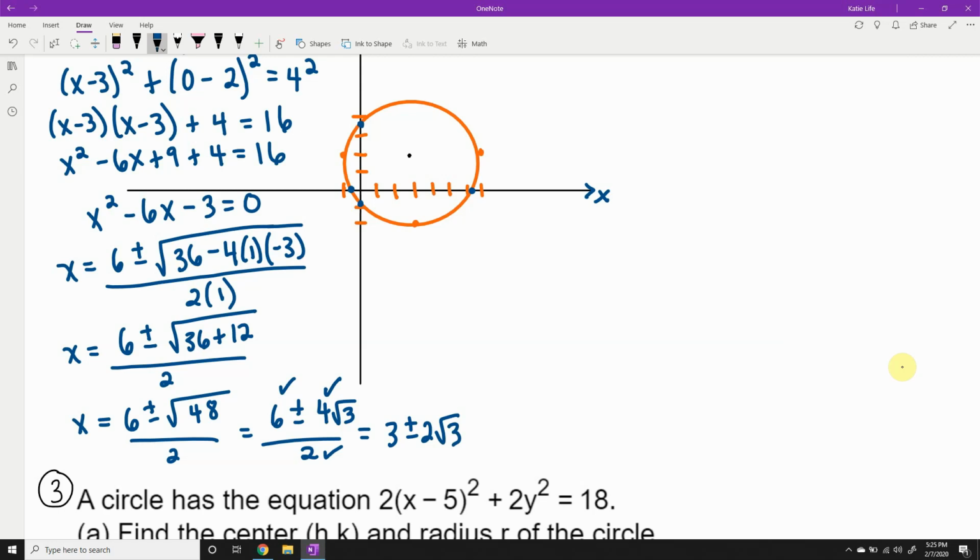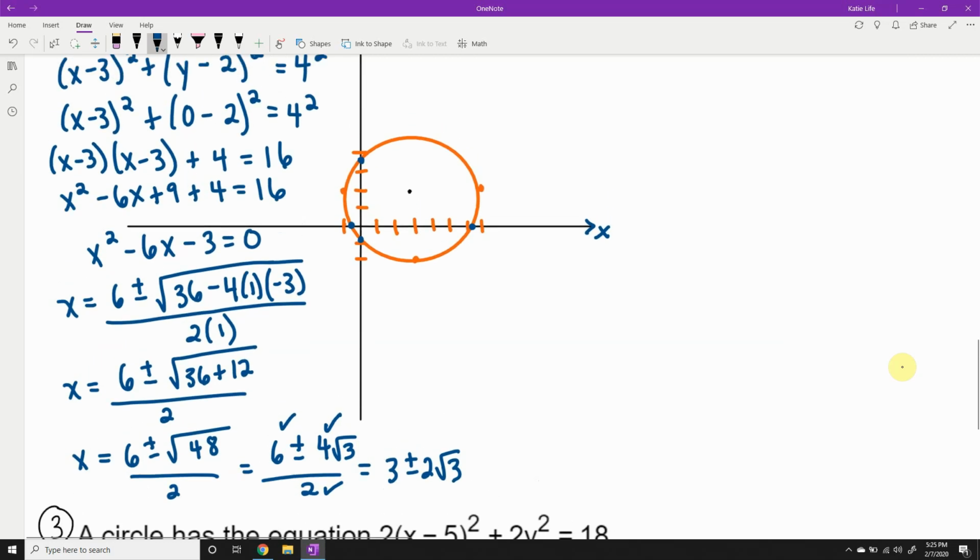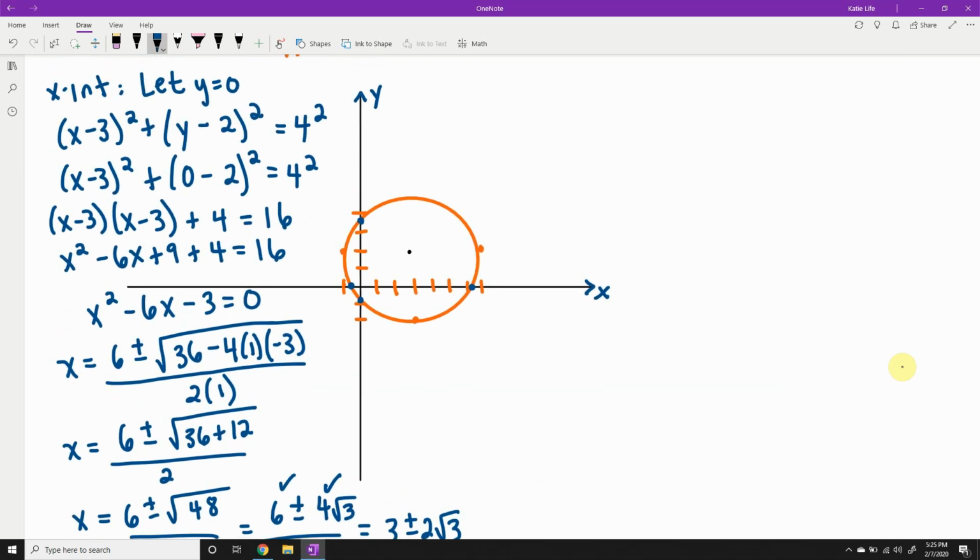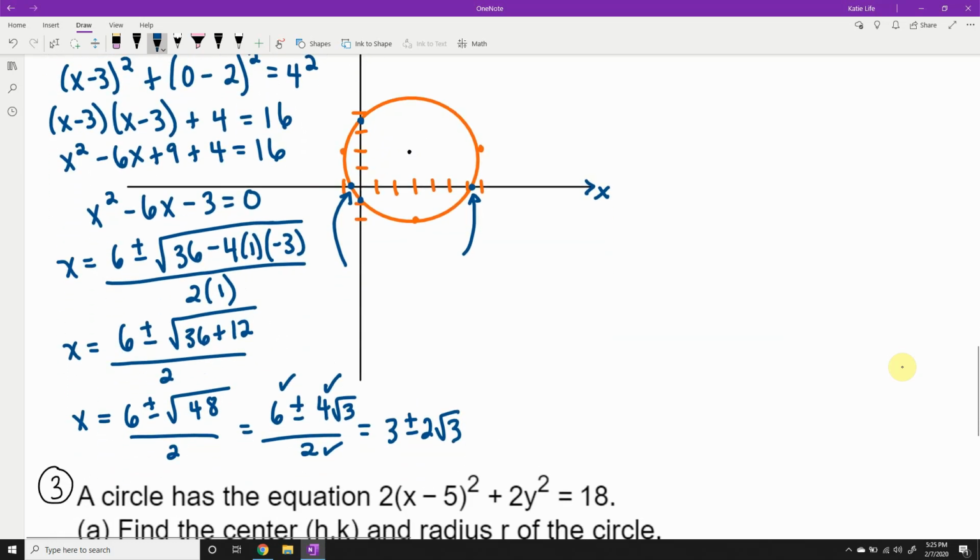Now, all this came again from allowing y to be 0. So these were the x-intercepts of our graph. So that means that this point right here and this point right here, they will have x coordinates of 3 minus 2 square roots of 3 and 3 plus 2 square roots of 3.